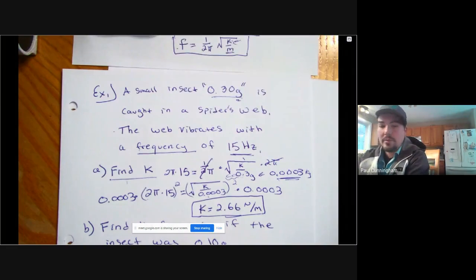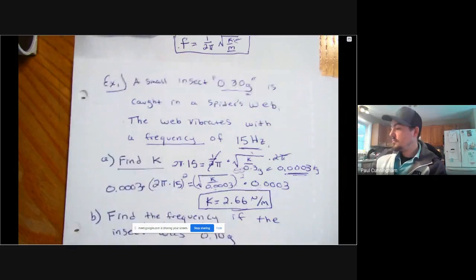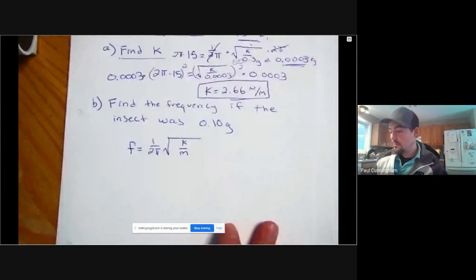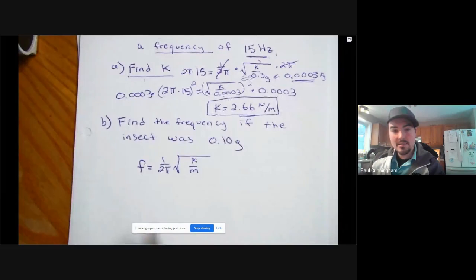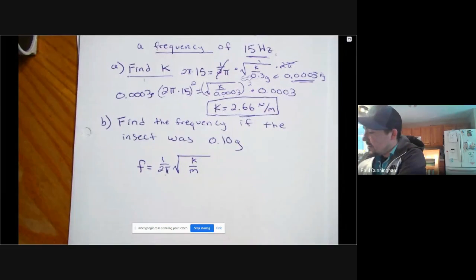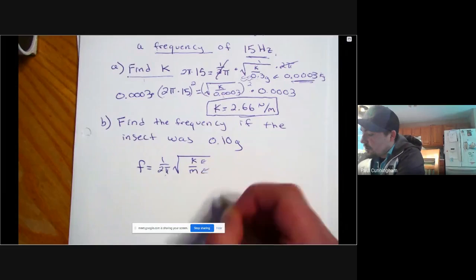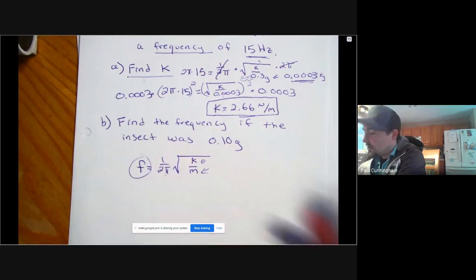Oh, sorry, guys. Let me move up. There you go. All right, that's a pi, by the way. That's a pi. Just terribly drawn. All right, so we're going to substitute our numbers in. We know K. We know the new mass. We're looking for F. This is the only formula we have to use.